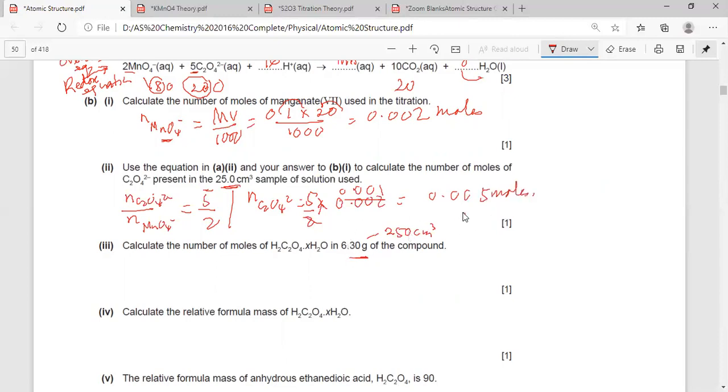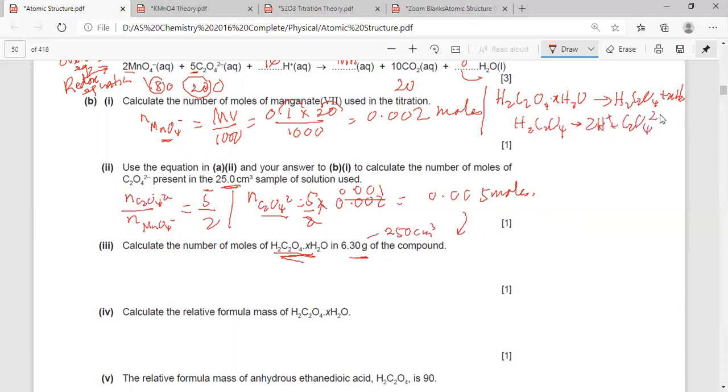So for this case, from here to here, I told you before, isn't it? Now the mole ratio: H2C2O4 XH2O will give you H2C2O4 plus XH2O. Or you can see H2C2O4 will give you 2H plus and C2O4 2 minus. So 1 mole is to 1 mole of the whole thing. From here, I use a blue color again.